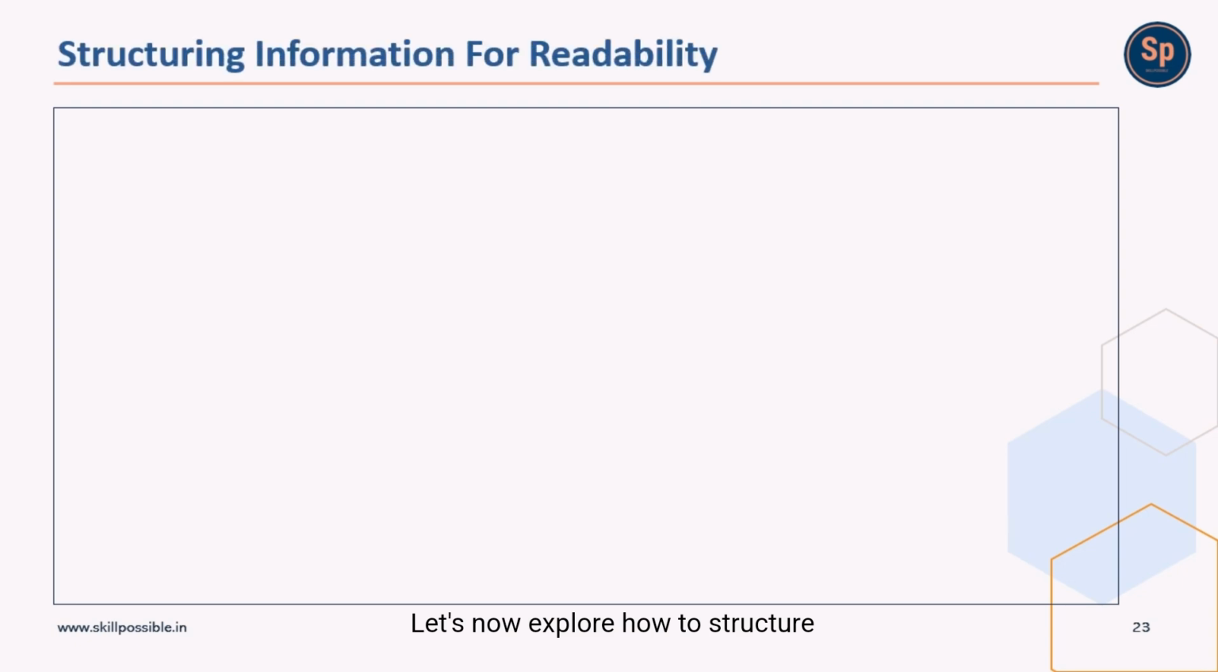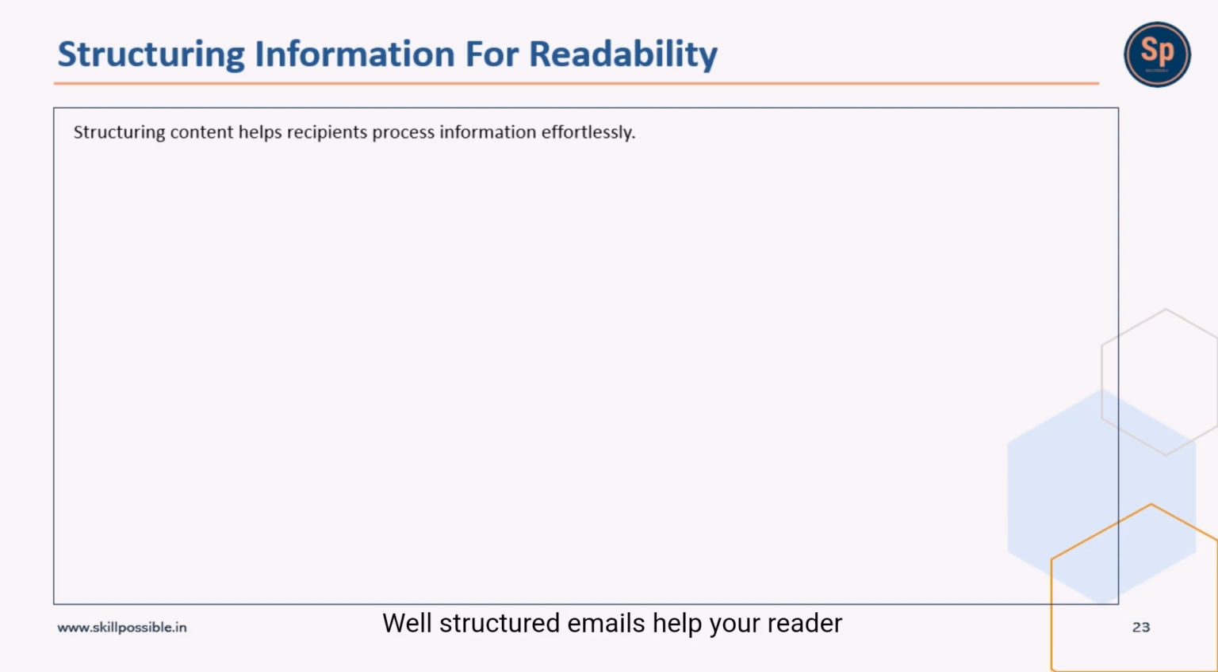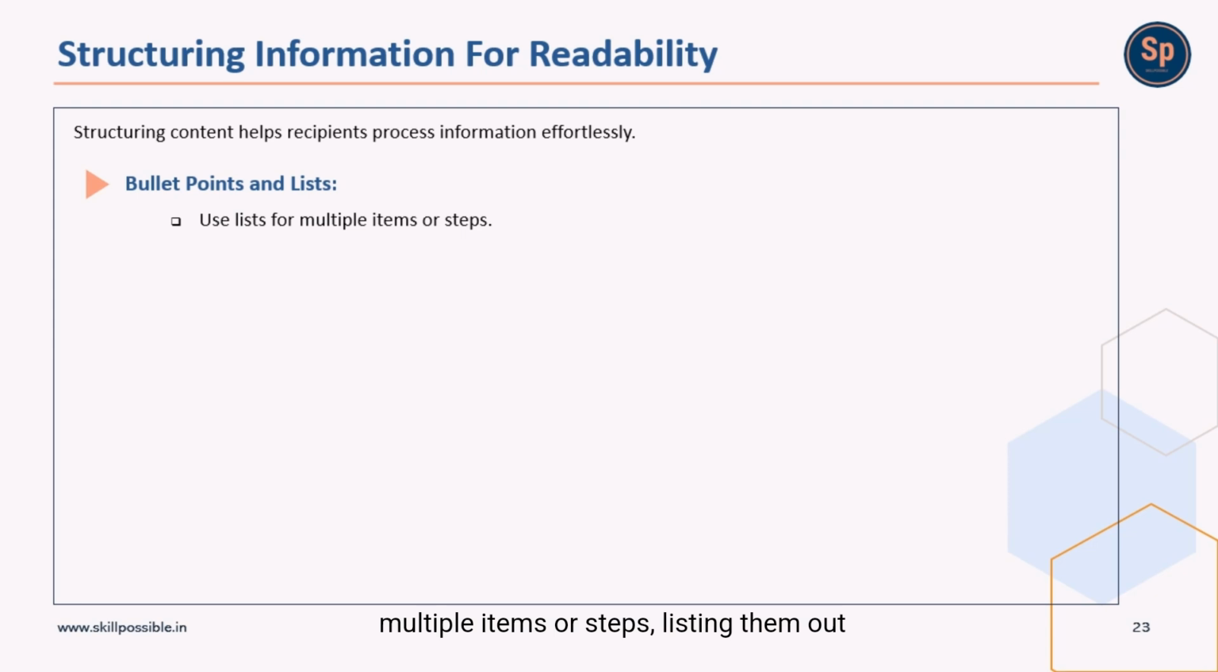Let's now explore how to structure information for readability, a key aspect of effective email communication. Well-structured emails help your reader process information effortlessly and ensure your message is clear and actionable. First, use bullet points and lists. When you're sharing multiple items or steps, listing them out is much more effective than writing them in a paragraph.